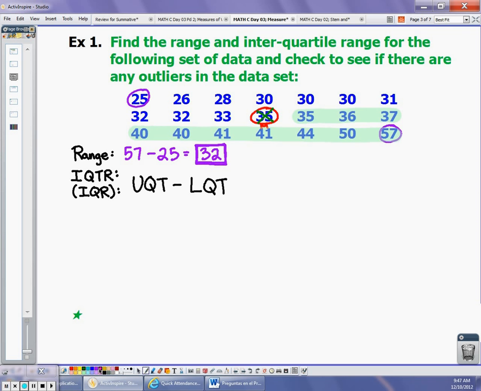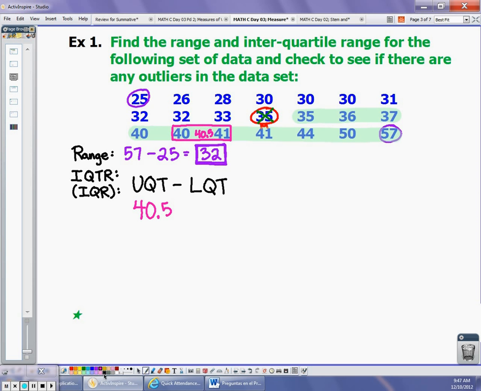And the upper quartile in this particular case happens to be between 40 and 41. Since it's between 40 and 41, the upper quartile is going to be right in between those, which is 40.5. So that upper quartile is 40.5.